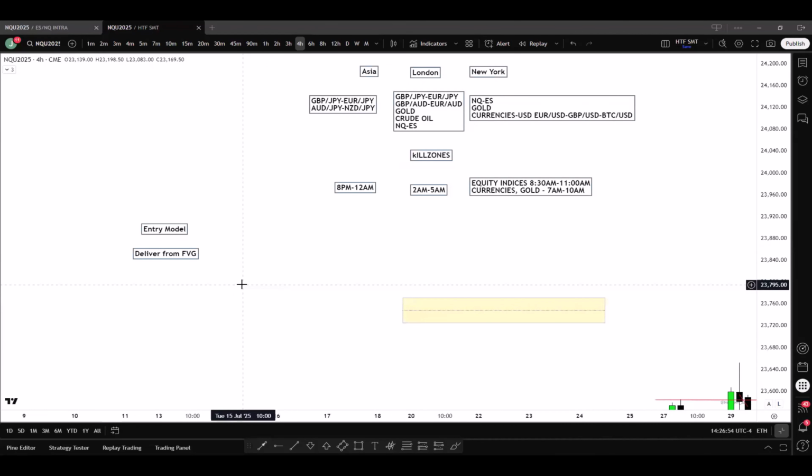So let's say that on the higher time frame we dipped into a 15-minute fair value gap. Now we're on a 1-minute chart. Now we need to look for a 1-minute fair value gap to dip into. So we need to deliver from a fair value gap.